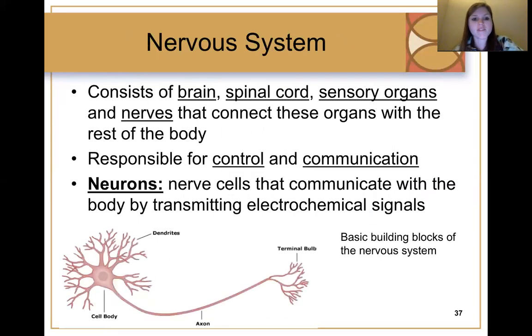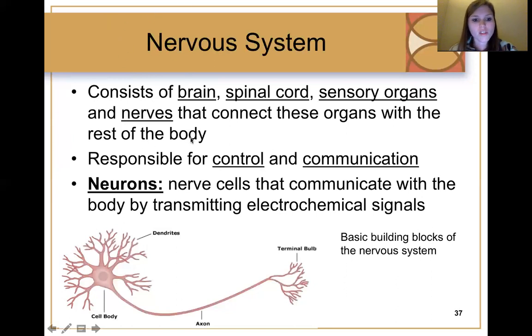So then next we have the nervous system. The nervous system consists of the brain, spinal cord, sensory organs, and nerves that connect all of these organs with the rest of the body. Like I was saying, if you want to move your arm and you need a signal from your brain, how is that signal going to be transmitted to your arm to tell it to move? That's through the nervous system. The nervous system is what would cause that muscle to contract. The parts of the muscle would cause it to contract, but the nervous system has to send that signal.